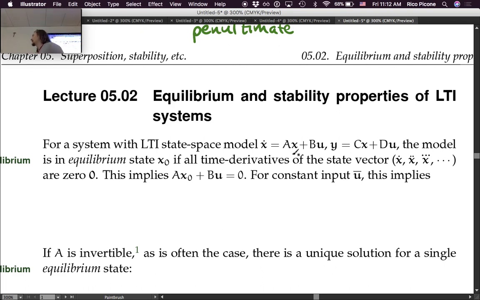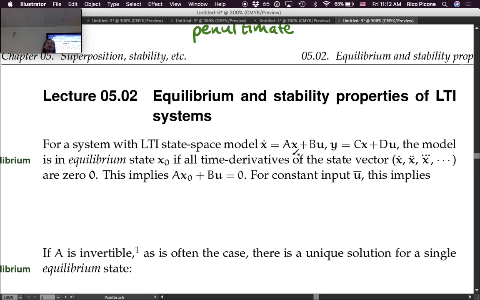So linear systems and their property of superposition is really useful for analyzing them. And then equilibrium and stability are two really useful concepts as well. So for a system, and then on Monday, I'm essentially just going to do examples. This is actually the ultimate lecture. And then I'll just do examples.